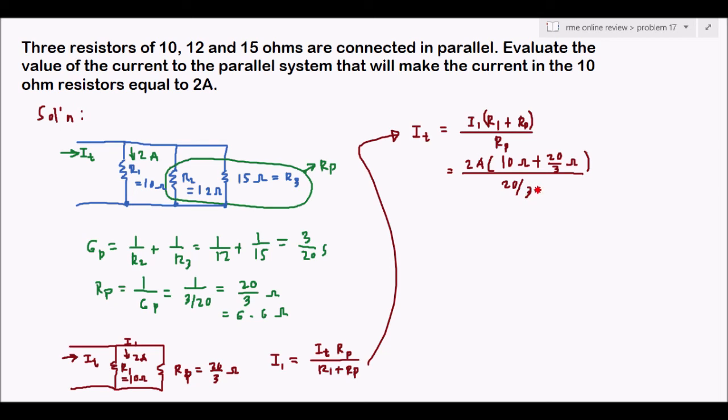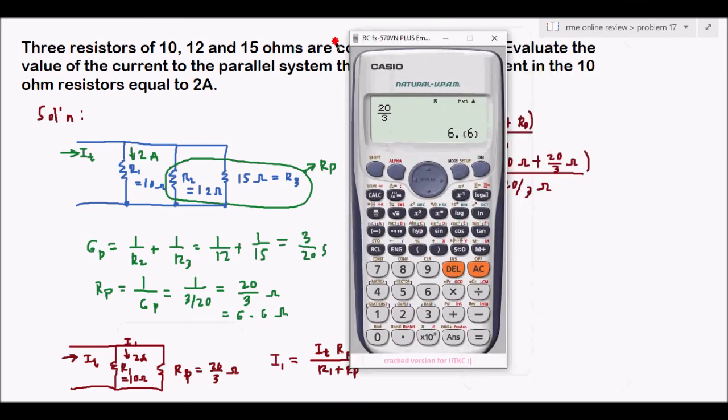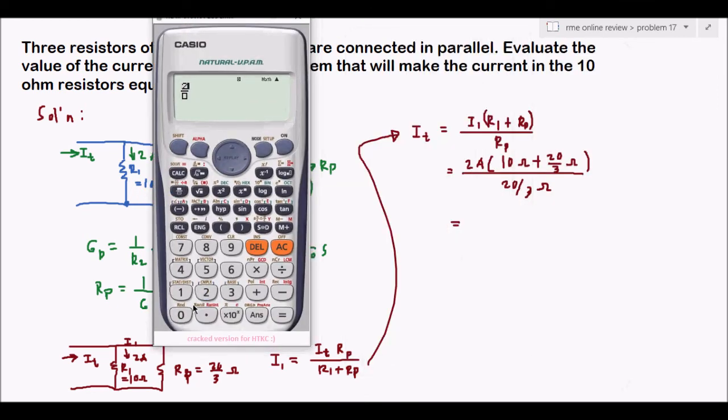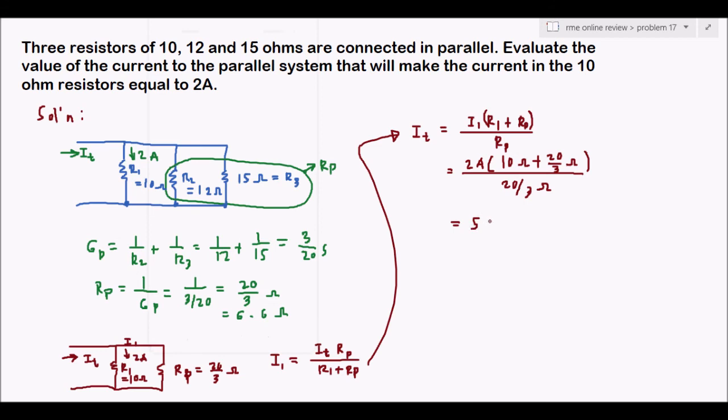20 over 3 ohms. So this is now equal to, let's use our calculator. We could input this one immediately in our calculator: 2, 10 plus 20 over 3, over 20 over 3. Okay, so that would be equivalent to 5 amperes, and that is now our answer. Or we could use the longer method, whichever method you like. But we'll explore that method.